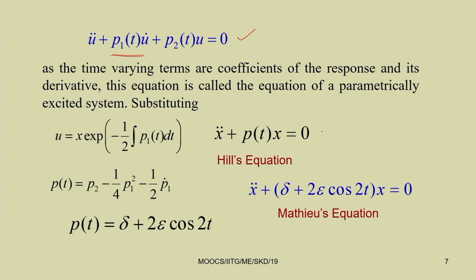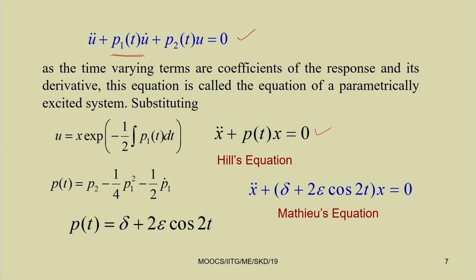In this equation, you have now reduced it so that the derivative term is not there, and it is simply written as x double dot plus p(t) x. So, there is no u dot term or x dot term in this equation. This equation is known as Hill's equation.